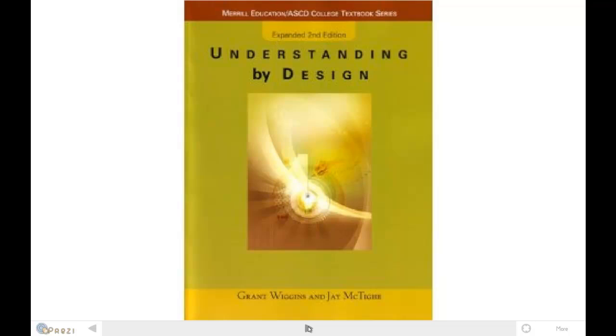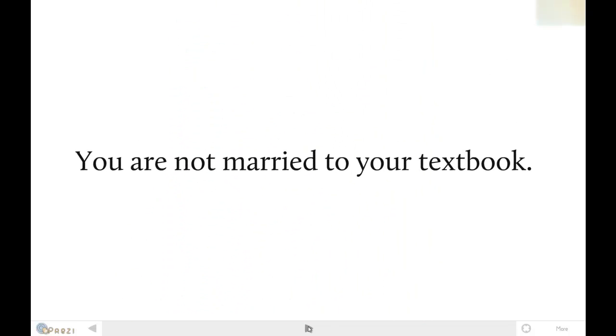However, despite how much I believe in this book, and you might believe in your textbook, you are not married to your textbook. Your textbook is only a resource for what you think is most important for your students to learn in your class. You should be able to change out your textbook every year and have the learning outcomes in your course remain the same.